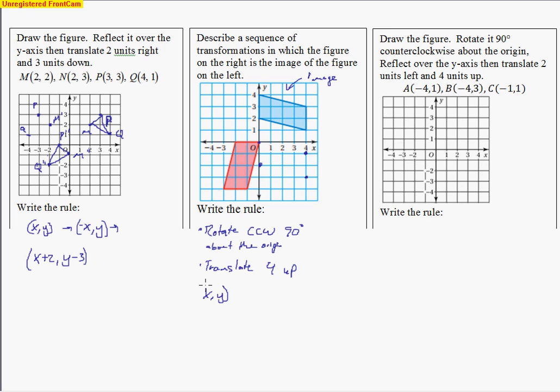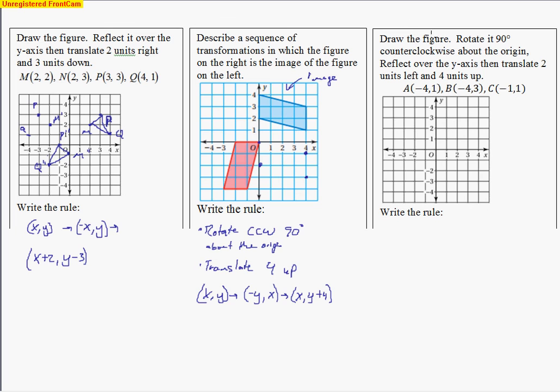So it asks us to write the rule. And so when we start that, we have (x, y). And then since we rotated counterclockwise, our y values are going to switch to the x position, and they're going to be negative. Our x values are going to go up to the y position. They're going to become positive. And then we're translating just 4 up. So x stayed the same, y we added 4.